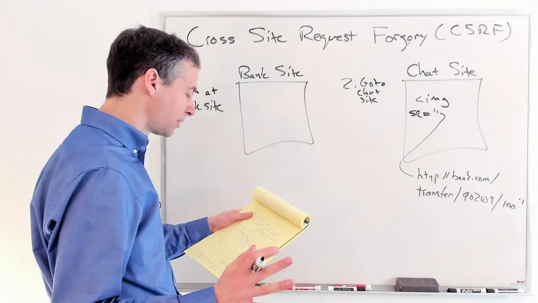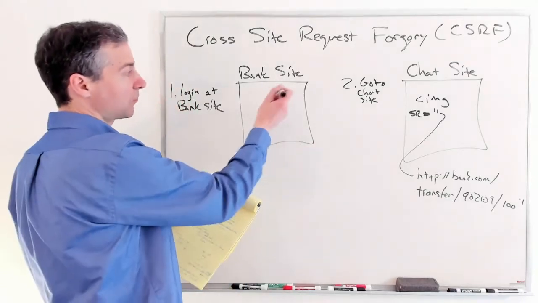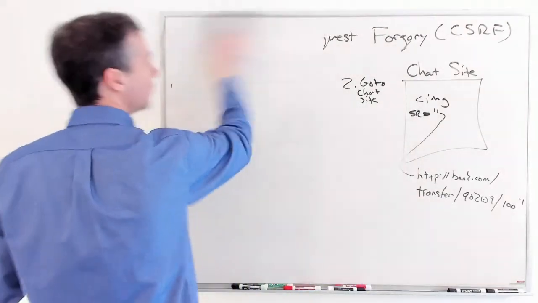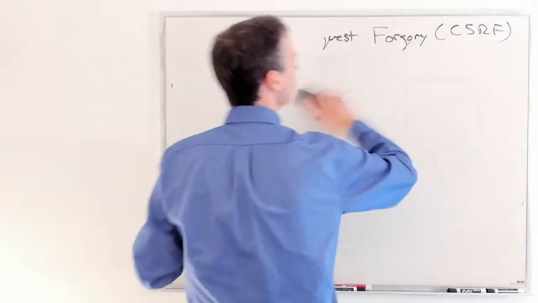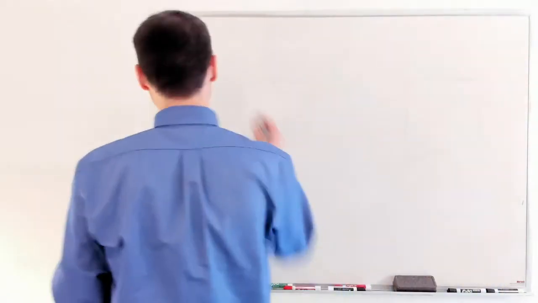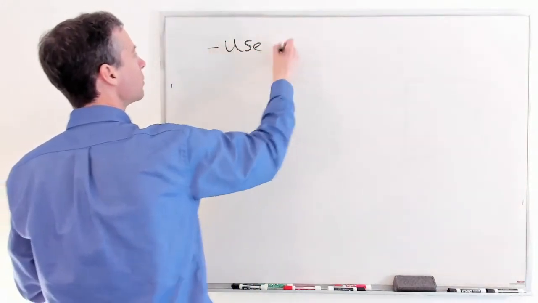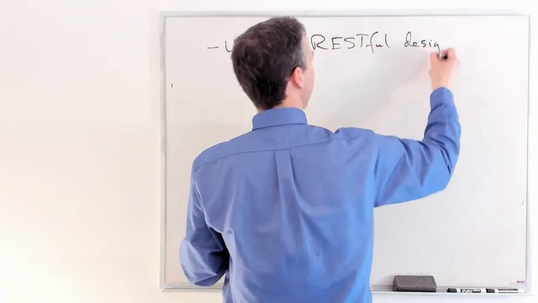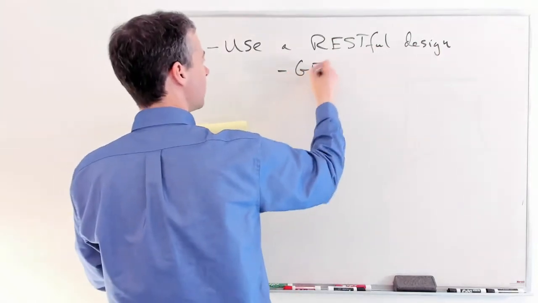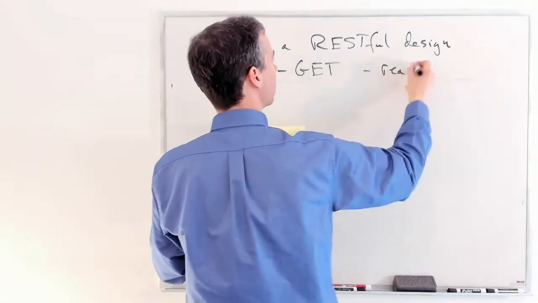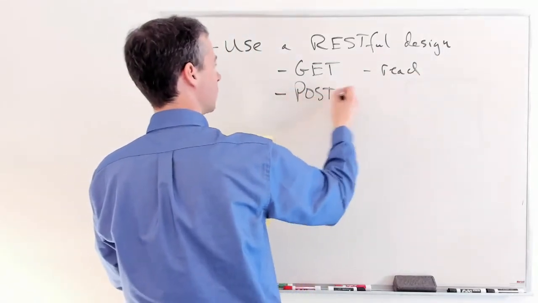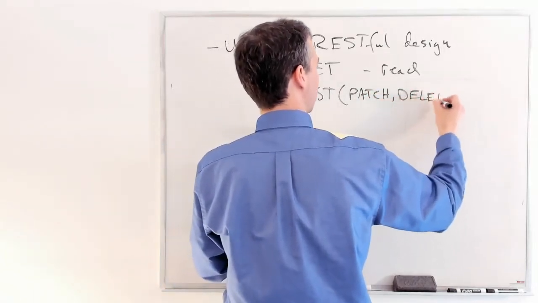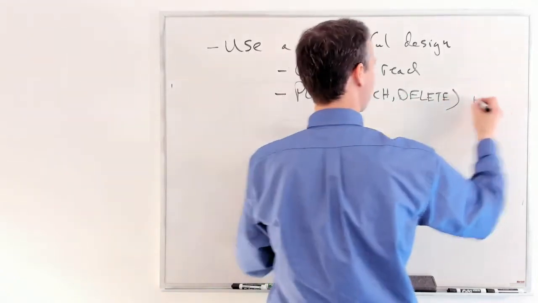Now, what do you need to do to protect yourself when writing websites? What do you need if you're the banking website and you want to protect yourself from this sort of attack? Well, first of all, don't go around having a non-RESTful design. The first thing to do is use a RESTful design. That will help you quite a bit. So GETs should only be for reading of data, okay? And POSTs, which include the good old PATCH and DELETE, are for changing data.